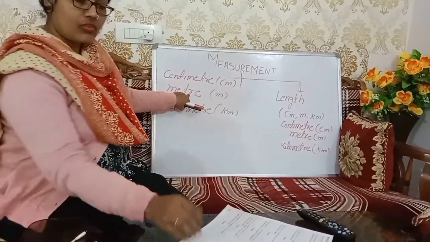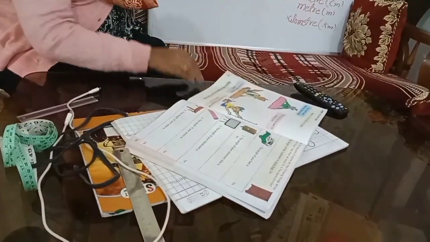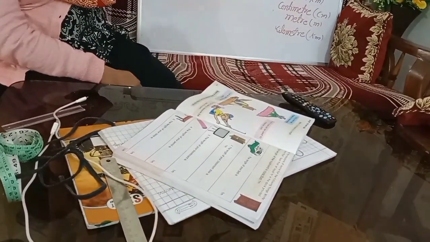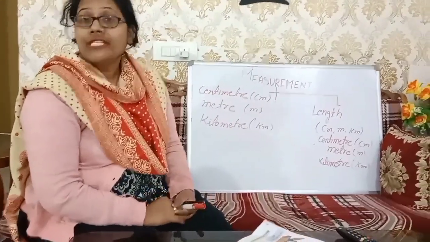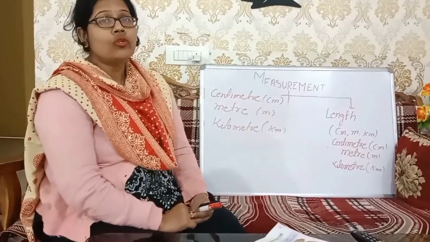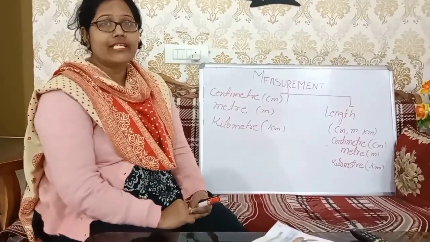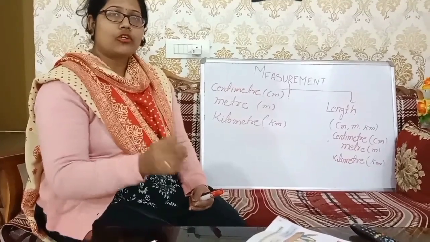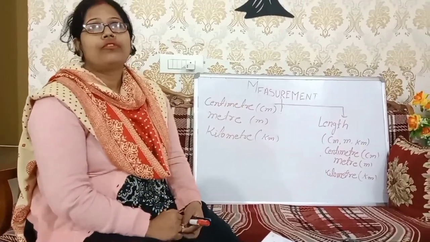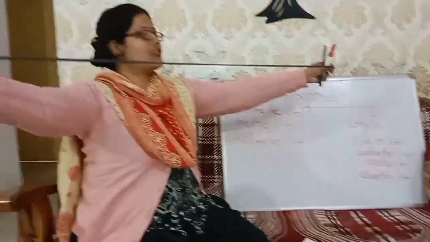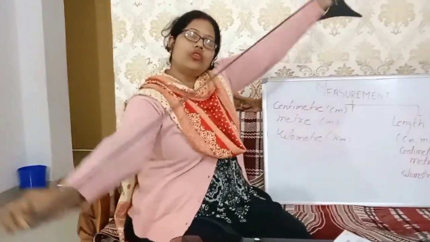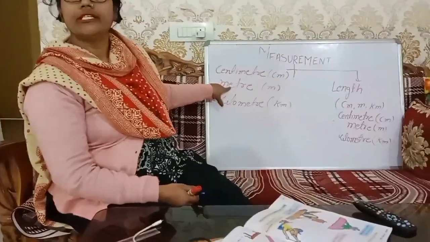Meter is the longer unit, used to measure long, tall or thick things, like the length of the sari. You know the length of your mama's sari is near about 5 meter or 6 meter. Length of a bed sheet, length of a curtain, length of a long rope. This is also around 1 meter. So the length of a long object we measure with the meter unit.